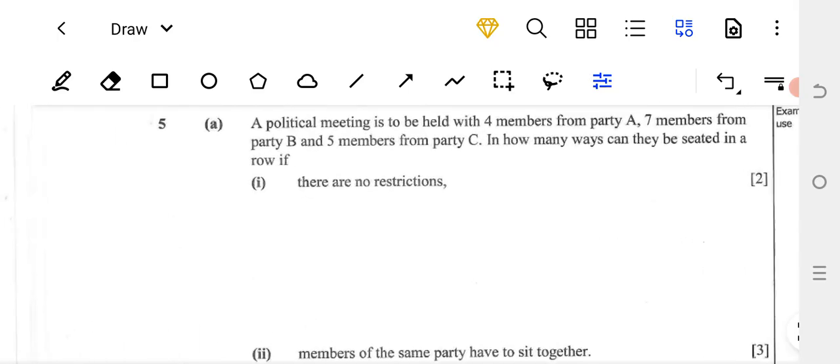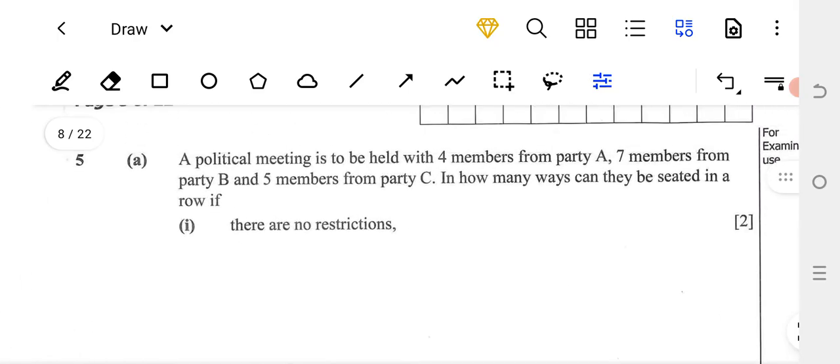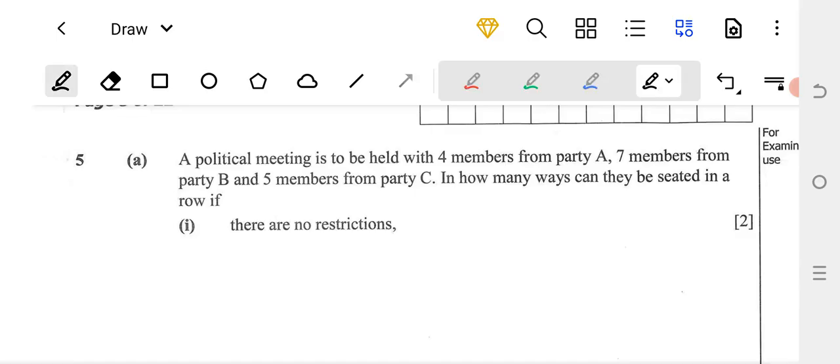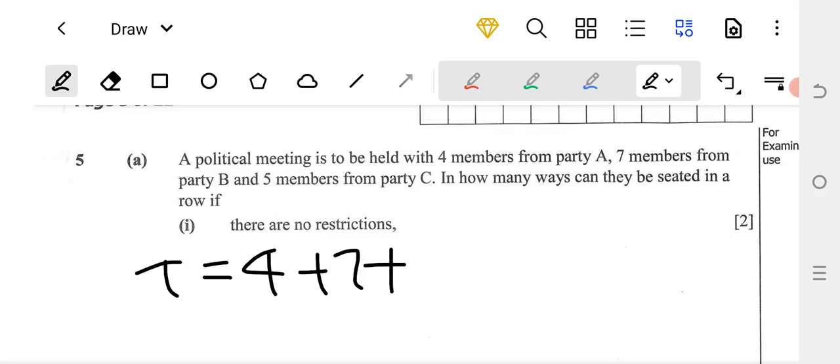Then there's question 5, permutations and combinations. Question 5a reads, a political meeting is to be held with 4 members from party A, 7 members from party B, and 6 members from party C. In how many ways can they be seated in a row if there are no restrictions? So our aim here is to find, because they have said there are no restrictions, we just get the total number of members. So total is equal to, from party A we have 4, from party B we have 7, from party C we have 5, total is equal to 16.